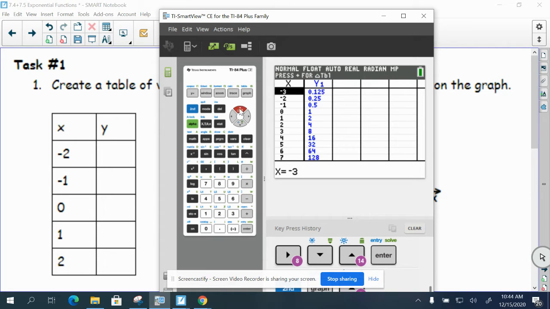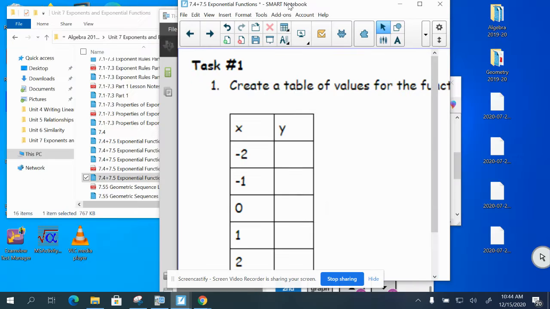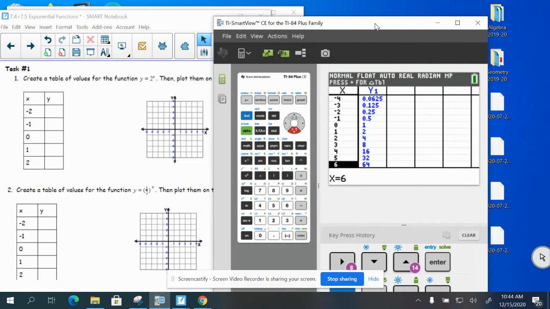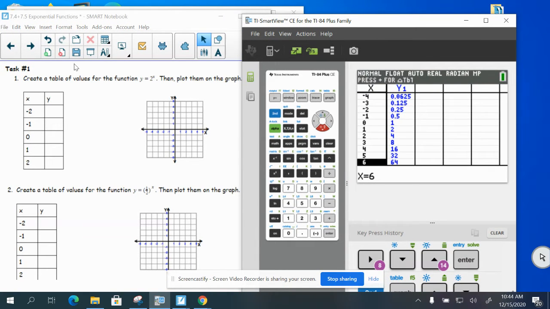If you keep pressing the up arrow, see how the numbers in the y get really, really small, but they never quite get to 0. And e to the -4 just means a really, really small number, scientific notation. So that's what I was just talking about. Scroll down so you can see the numbers that you need. So -2 is 0.25, -1 is 0.5, and I'm going to split my screen here.